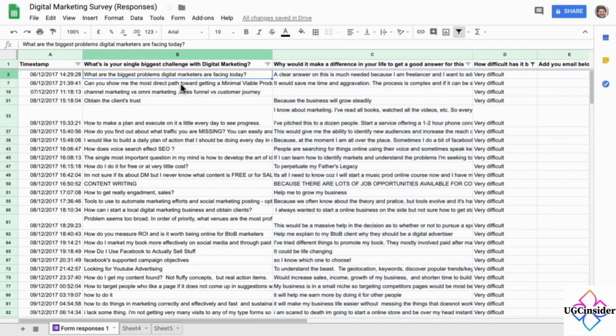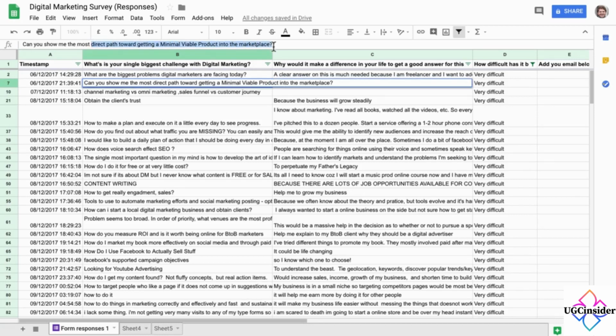So let's just go and have a look at it here. So, okay, not every response is going to be perfect, so you're going to just have to go through one by one, down through them and pick them out. So let's see the problem here. What's your biggest challenge? Can you show me the most direct path towards getting a minimal viable product in the marketplace? Okay, so that's a great problem to solve.